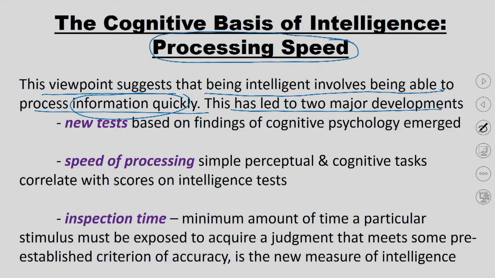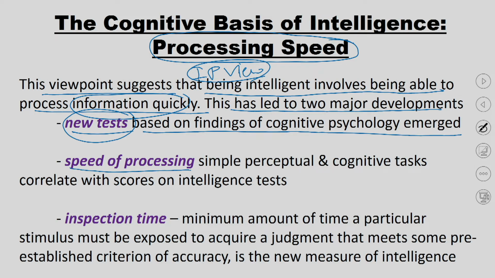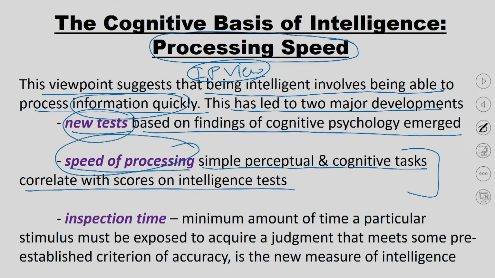Now, this has led to two major developments. The new information processing theory. First, new tests based on findings of cognitive psychology emerged, and due to this information processing view of intelligence, newer tests started coming in. Also, speed of processing simple perceptual and cognitive tasks correlates with scores on intelligence tests. So, the intelligence tests started being developed on the idea of speed of processing. Perceptual and cognitive tasks were devised which actually measured something called speed of processing, and that became the basis of newer intelligence tests. And the third important factor is inspection time.